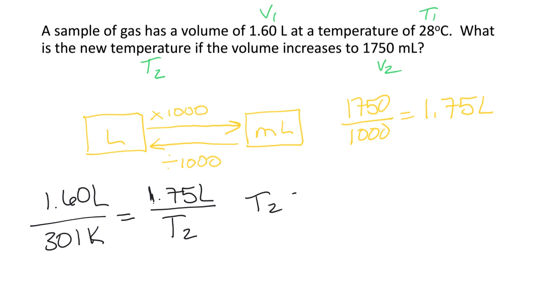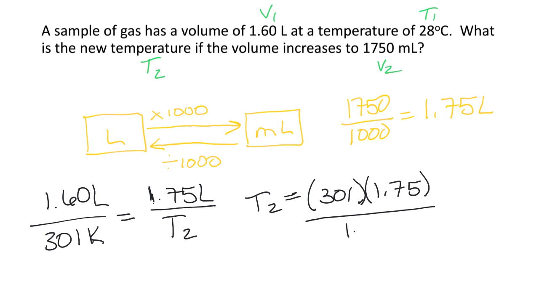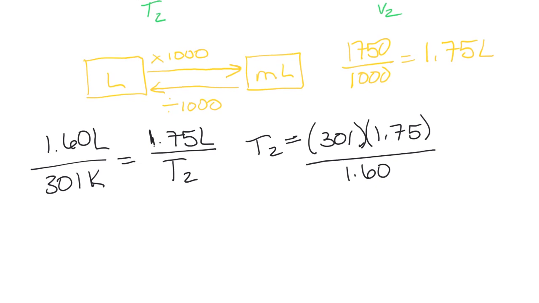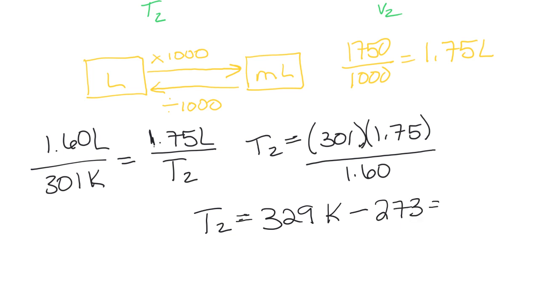So T2 equals 301 times 1.75 divided by 1.6. T2 comes out to equal 329 K. And once again, I gave my original temperature in Celsius, so I have to convert to Celsius. That becomes 56 degrees Celsius.